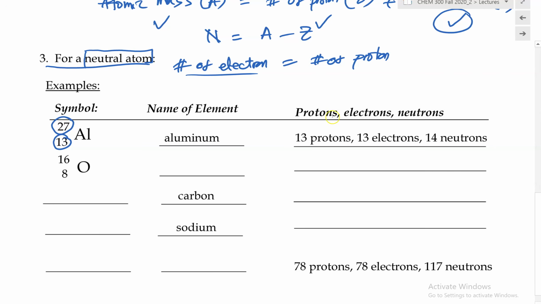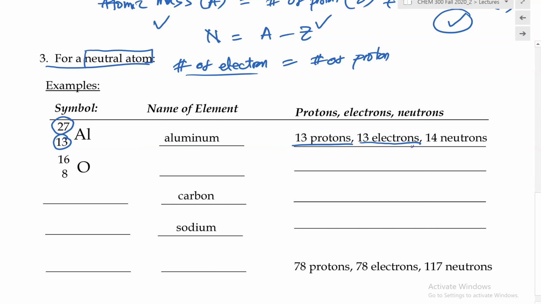And when we count proton, electron, and neutron, we will see that aluminum has 13 protons, and because this is a neutral atom, the number of protons must equal the number of electrons. So it should also have 13 electrons as well.